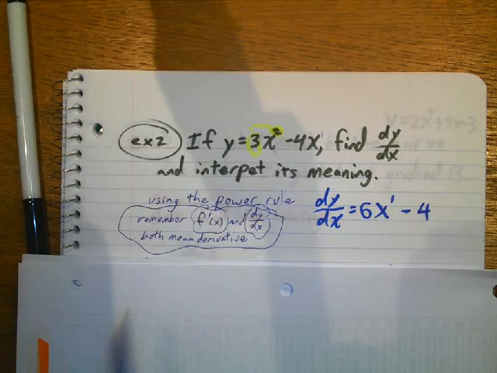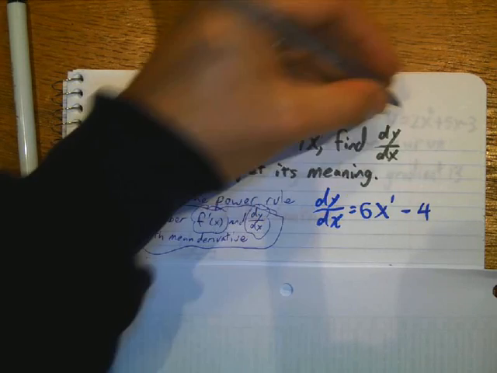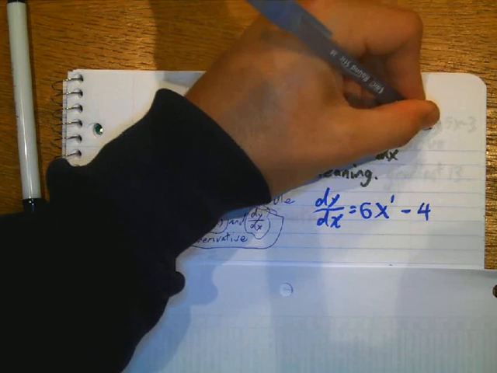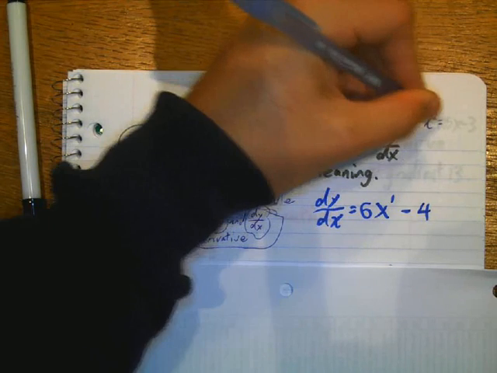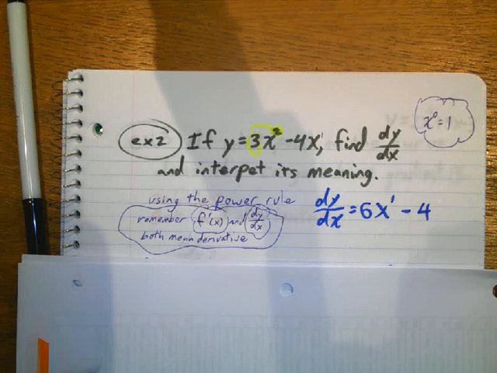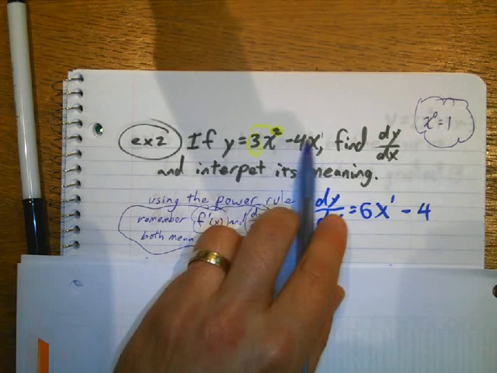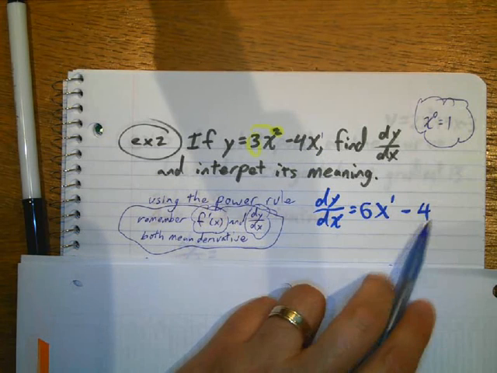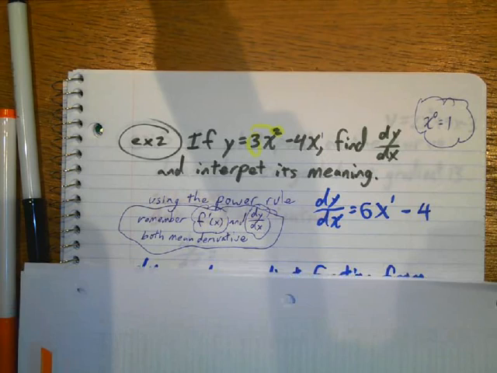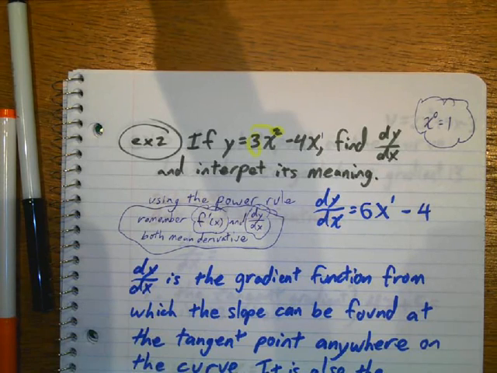If that power decreases by 1, we end up with x to the 0, and anything to the 0 power is always equal to 1. So if I've got negative 4 times x to the 0, then we're going to end up with this. You may want to play that again to see if you need something.